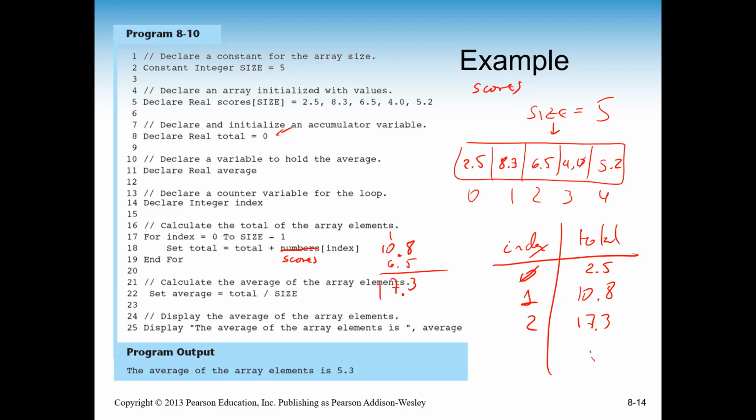That's how you iterate through an array. You look at the index, and then until you stop, you would arrive at the total, which would be whatever value is there at iteration 4. Let's call it x, right? And then you're going to take that x value, divide it by size, and that's going to give you the average, 5.3.